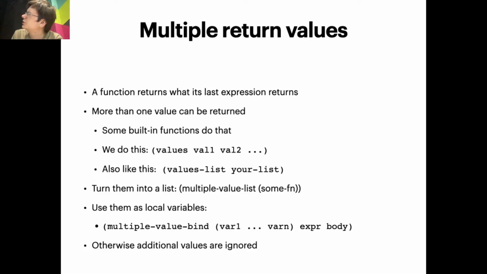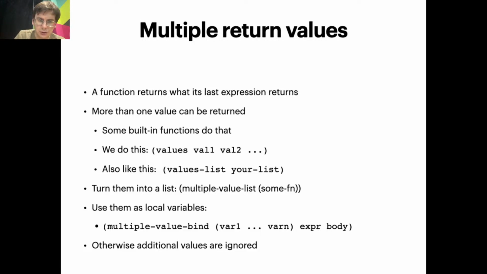And so to return multiple values from a function, we use this form values, and after that we list each of our values. So the first one is our usual return value, and then the other ones are basically the additional ones. And we can also just supply them as a list with this values-list form.